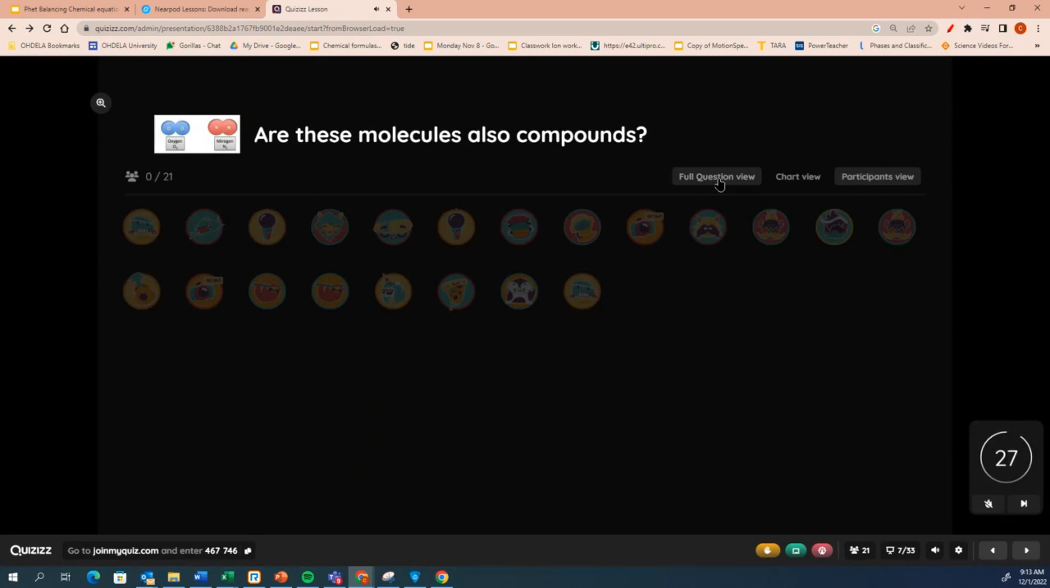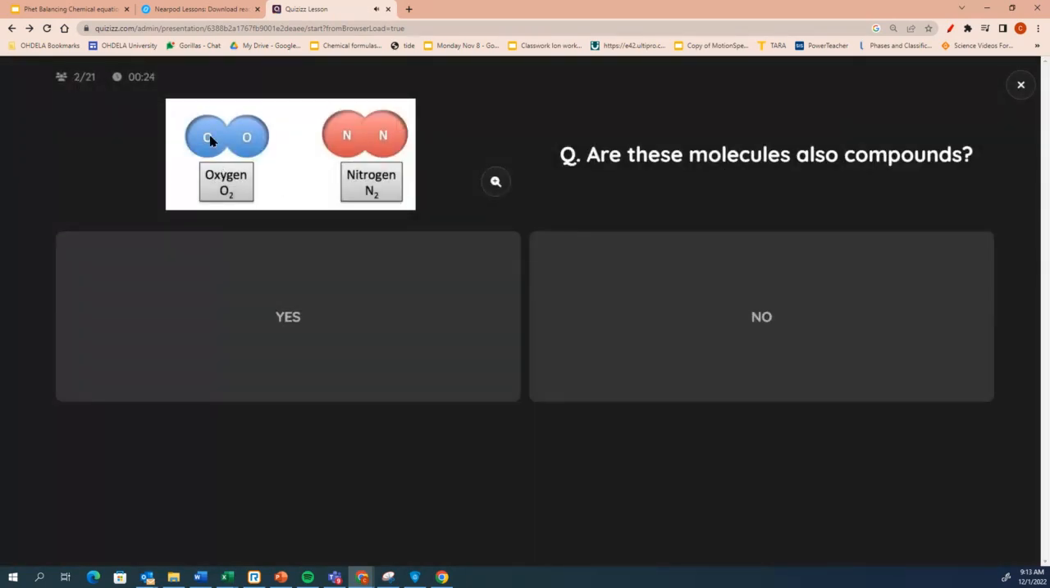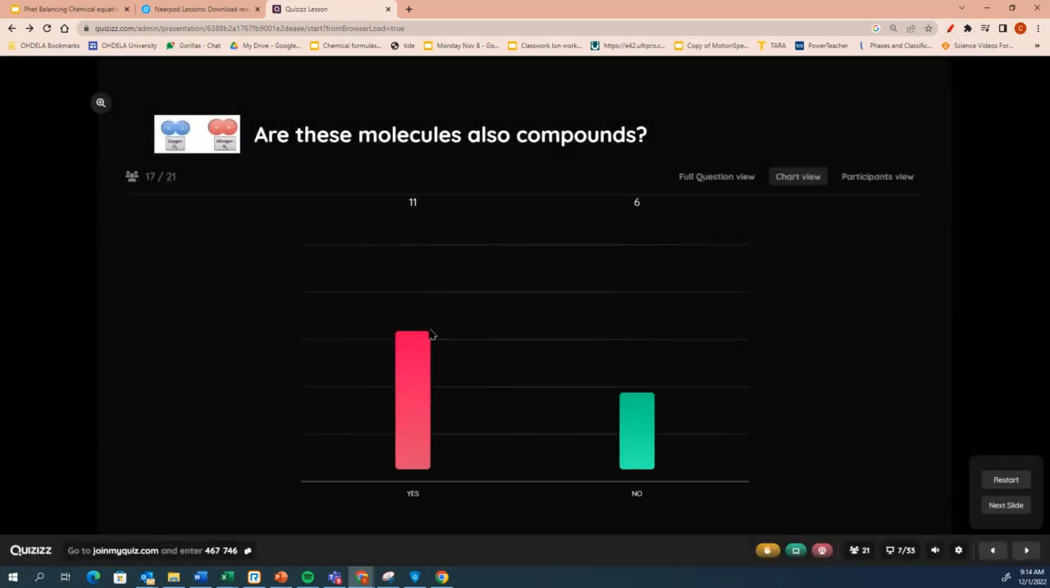Are these molecules or compounds? All right, oxygen, O2, N2. If they are the same, and they are, then this is a molecule. Compounds would be like NO, nitrogen dioxide, NO2. All right, see how you guys did here. Okay, they are molecules.